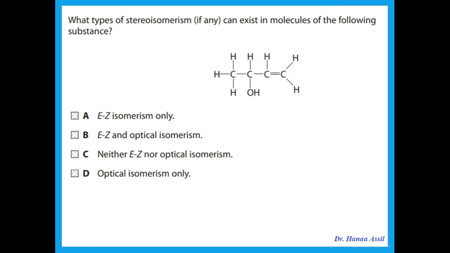What types of stereoisomerism can exist in molecules of the following substance? We said stereoisomers means either it will form cis-trans, that is EZ, or it will have optical isomers if it has a carbon attached to 4 different groups. So first of all, will it give me EZ isomerism? Let's look at the double bond. The carbon on the right is bonded to 2 similar groups, 2 H's. So this will not give EZ isomerism. Now, will it give optical isomerism? Yes, because this carbon is chiral. It is attached to 4 different groups. So what I have is optical isomers.